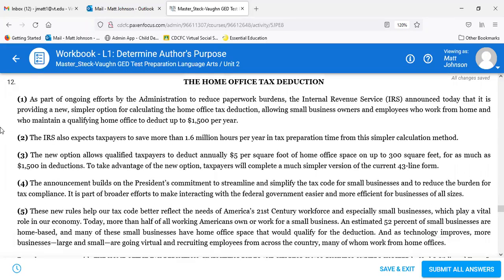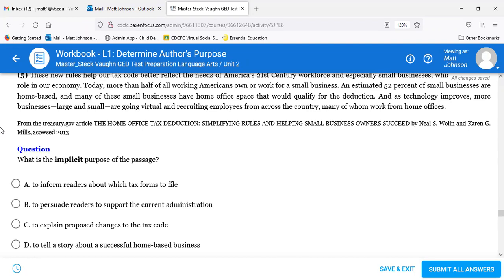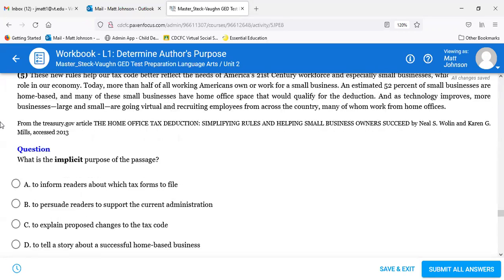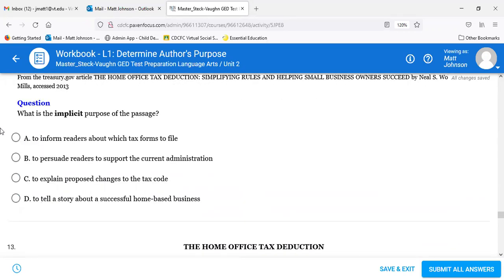And 12, how about Christiana? You want to read number 12? So that was the explicit statement, right? To explicitly state the purpose is to inform. Okay, number 12. What is the implicit purpose of the passage?